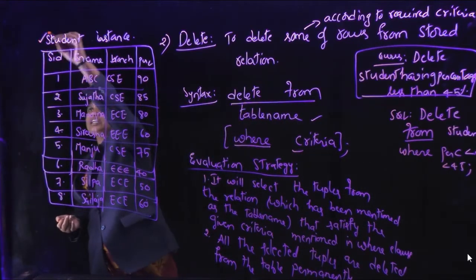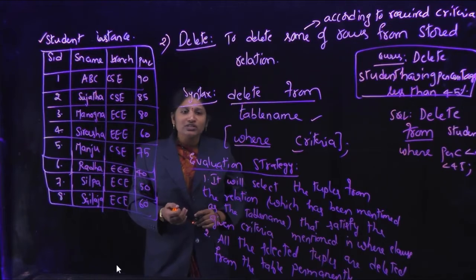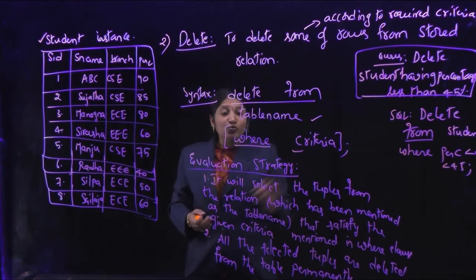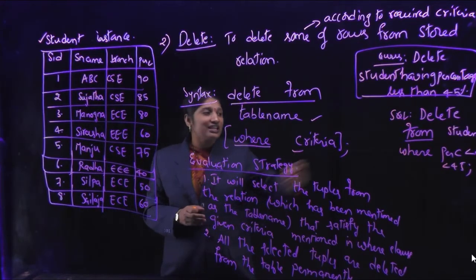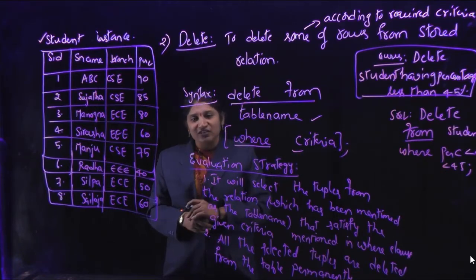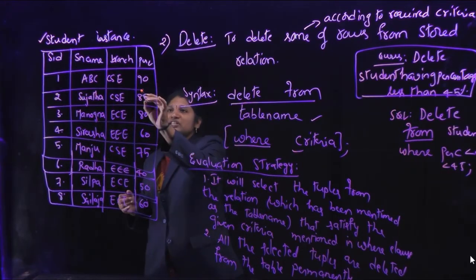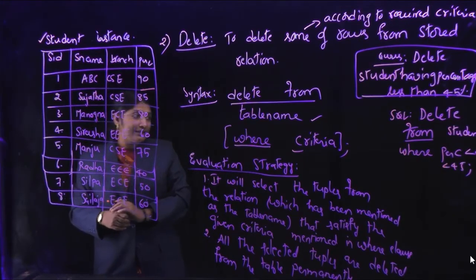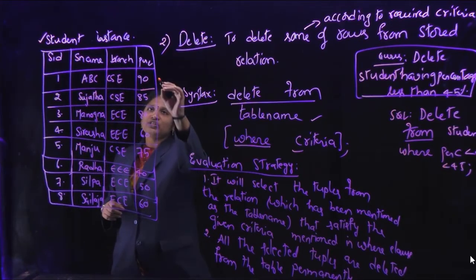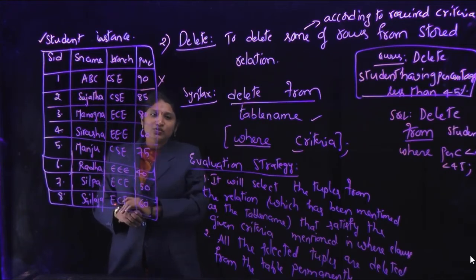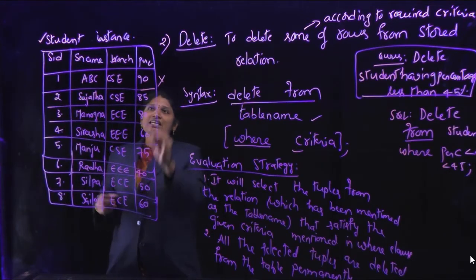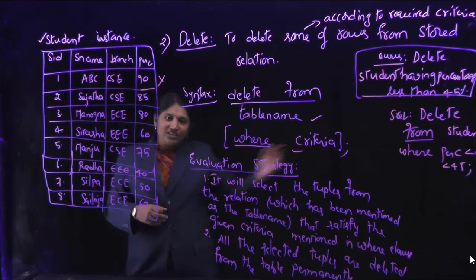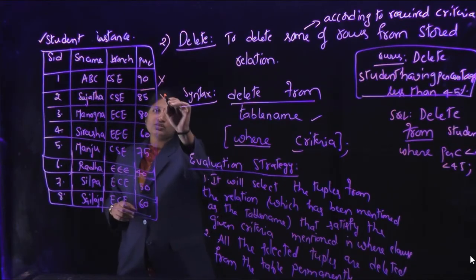This is the student relation. Now you need to select the tuples that satisfy the mentioned criteria. What is the mentioned criteria? Where percentage less than 45. So see, does the first tuple satisfy that criteria or not? In the first tuple, what is the percentage? 90. Is 90 less than 45? No, this tuple is not selected. So go for the second tuple. In the second tuple, what is the percentage? 85. Is 85 less than 45? No, it is also not selected.